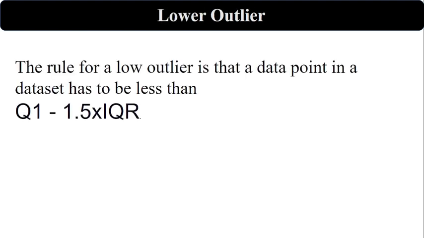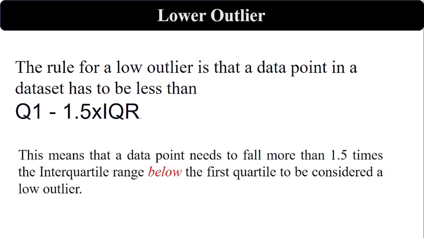The rule for a low outlier is that a data point in a dataset has to be less than Q1 minus 1.5 times IQR. This means that a data point needs to fall more than 1.5 times the interquartile range below the first quartile to be considered a low outlier.